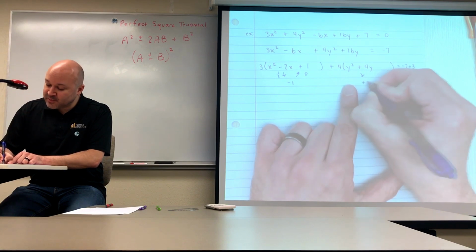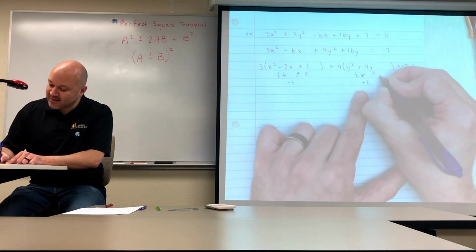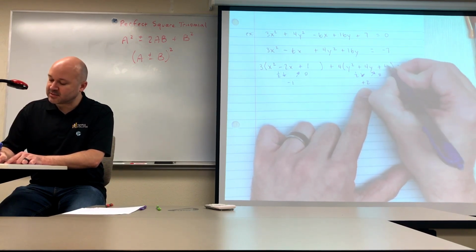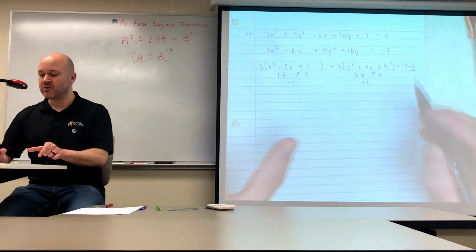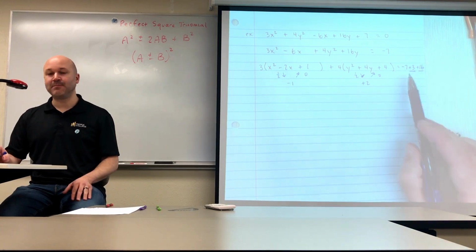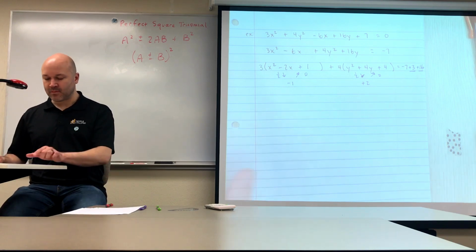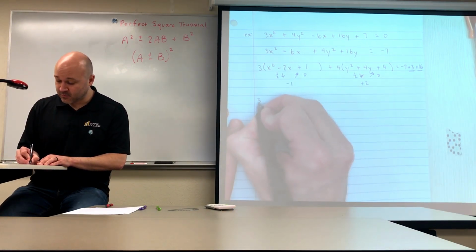Half of +4 is +2. I'm going to now square that value. +2 times itself is going to be a +4. But I really just added 16 to the left, so I need to add 16 to the right to keep that equation equal. These are now PSTs, so I can factor them quickly.